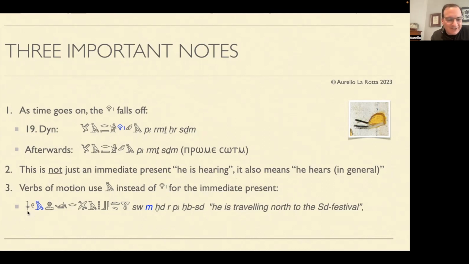So for example, in this example down here, su em ched er pa hebsed. So su em ched, he in travel northward to the Sed festival. Sorry, I wanted to say Heb-sed festival, but that's kind of doubling it. So he's traveling north to the Sed festival. You see, it uses m here, not khar. I think if you wanted to say it's generally true, you would put khar here. But this is talking about what's currently going on. Any questions on that one?